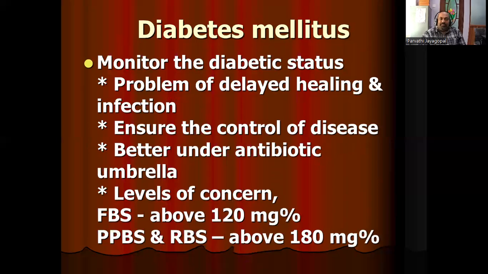Now, the second most common condition is diabetes mellitus. So we have to monitor the diabetic status. Why? Because there is a problem of delayed healing and infection. Ensure the control of disease better under antibiotic umbrella. So what are the levels of concern? Fasting blood sugar above 120 milligram percentage, and postprandial blood sugar or random blood sugar above 180 milligram percentage.